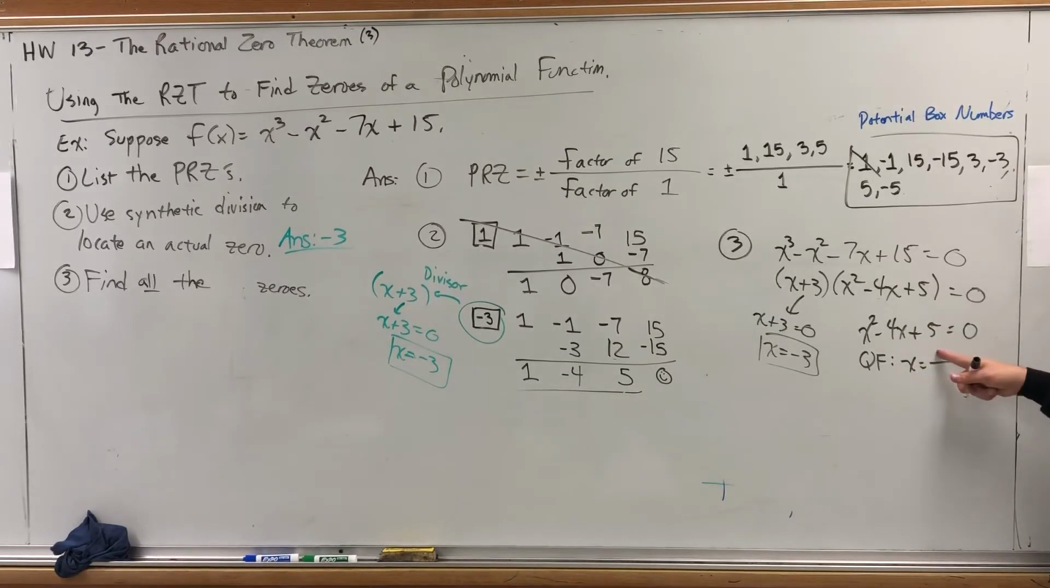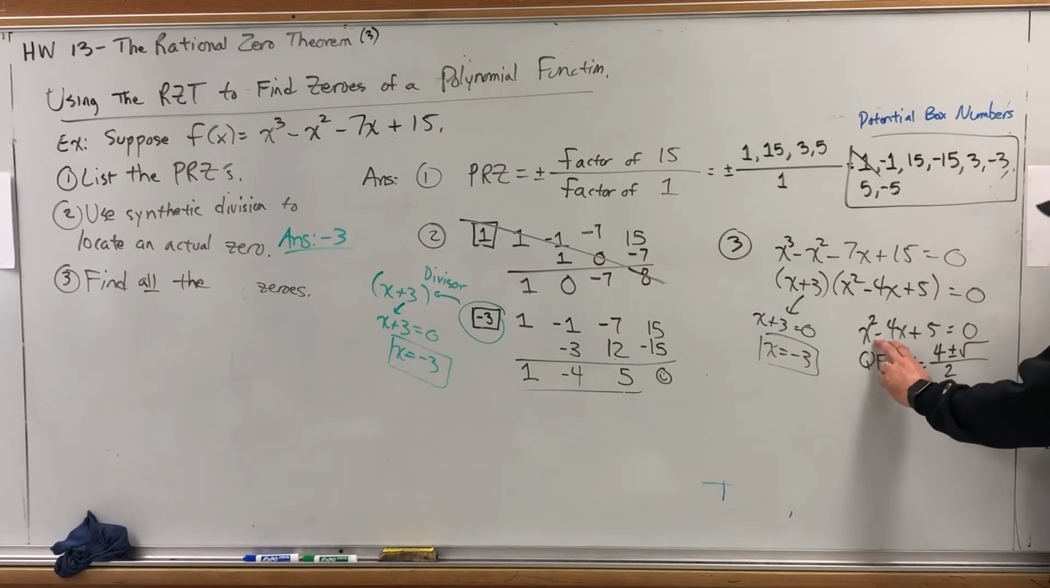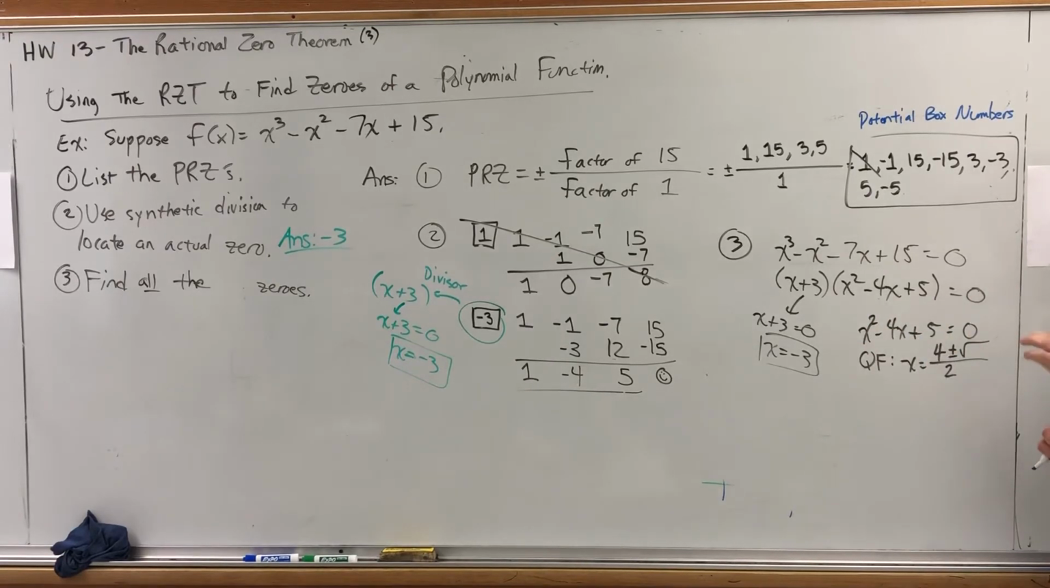The top is negative b. B is negative 4, so negative b is positive 4. Plus or minus, we'll get to the square root in a minute. The denominator is 2 times a. A is 1, so 2 times 1 is 2. Under the square root, we have b squared, so 16, minus 4 times 1 times 5, minus 20. So 16 minus 20 is negative 4. Here we go, the square root of negative 4 is 2i. So now we have 4 plus or minus 2i over 2.